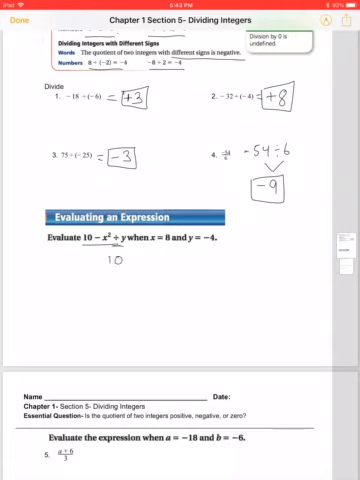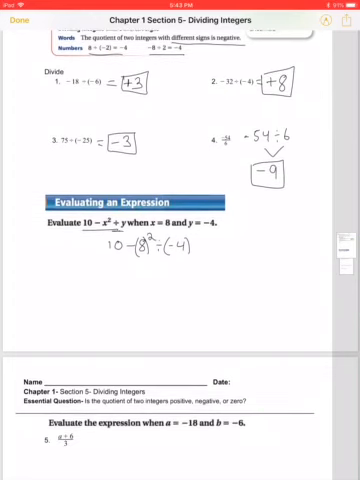So let's rewrite it first with my new numbers. So 10 minus, I'm going to put 8 squared, and divided by negative 4. Also, when I input numbers into an expression, or substitute numbers into an expression, I'm always going to put parentheses around it. So now I have to follow order of operations. I have parentheses, and I'm going to follow an exponent. So 8 squared is 64. So 10 minus 64 divided by negative 4.